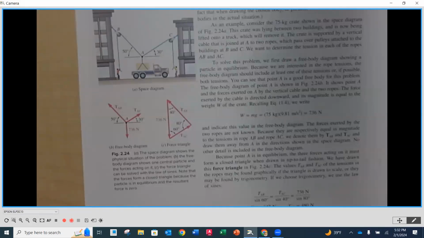But secondly, I would want to know if whatever size the cable is could actually take that tension force, because I don't want it to break. So I'm going to have to have some sort of limit on the amount of force that I can put in there. And that's going to help me determine that.